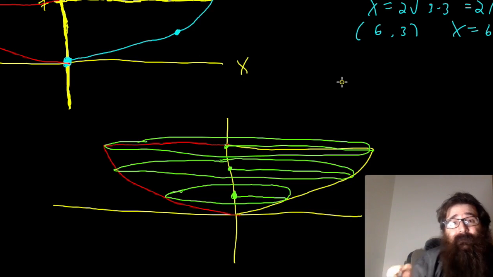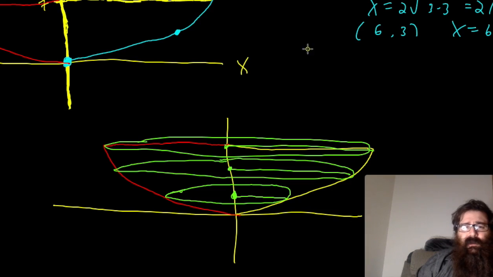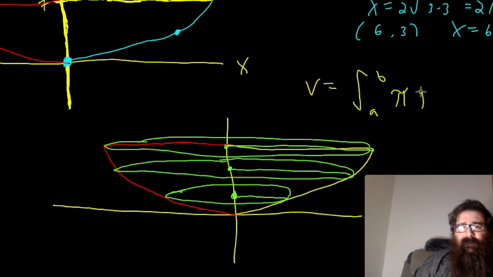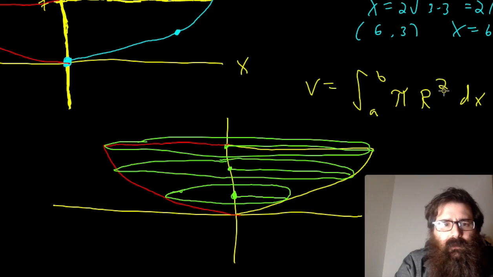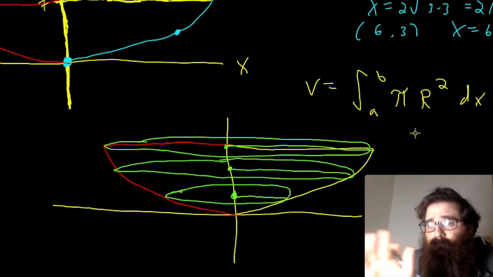And with the disk method, we have a very generic formula for the volume, right? We're integrating from a to b, and it's going to be pi times our radius squared. And then in this case, we're saying it's going to be movements in the y direction. So this could be with respect to x. I'll put it dx here, but this example is going to be with respect to y, which can sometimes happen. So be on the lookout.